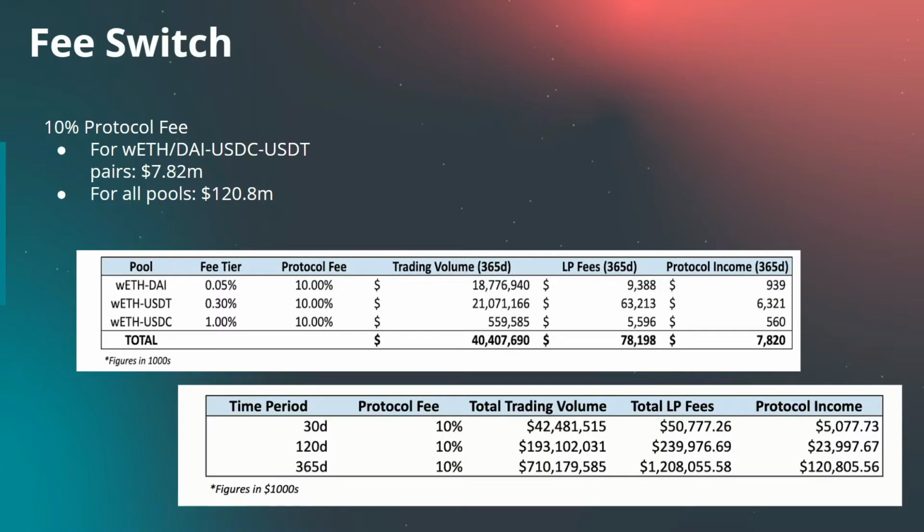But if they had opened the fee switch for all of the pools, as we can see, there are $1.2 billion worth of fees collected by the liquidity providers, and the protocol would earn $120.8 million, which is a very huge amount of money. They can use it to incentivize holding Uni tokens, maybe developing the protocol more, or helping the protocol grow more, like having grants and so on.